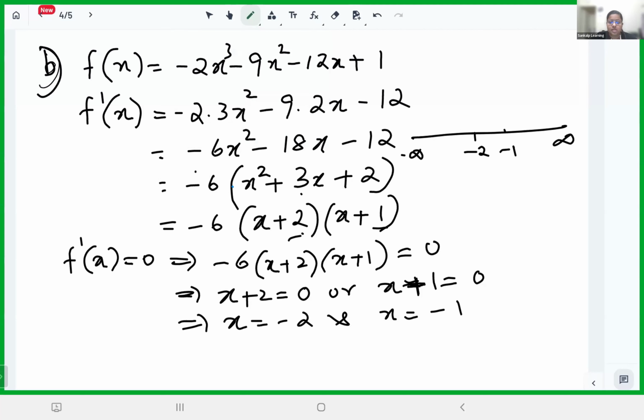This one is an interval, minus infinity comma minus 2. Then minus 2 comma minus 1 is another interval. Then minus 1 comma infinity. So there are 3 intervals. Now what you have to do? You have to check whether the function is strictly increasing or decreasing in these 3 intervals. So that is the next step.